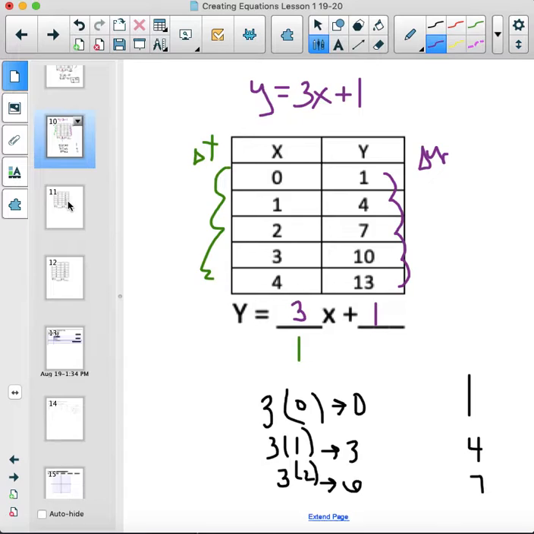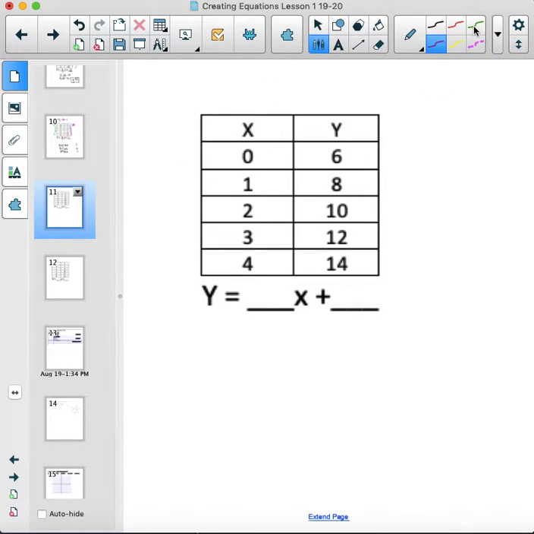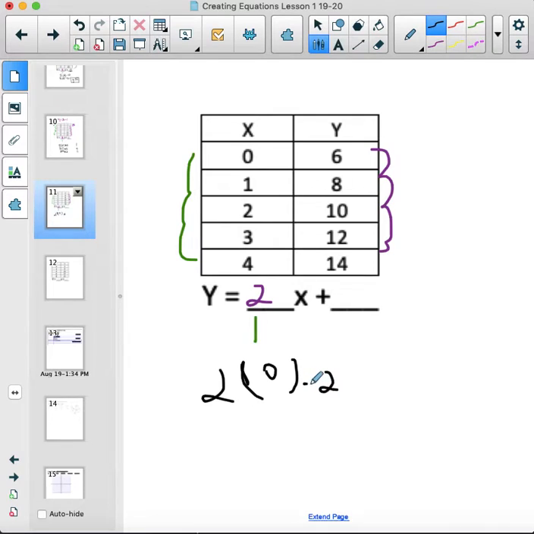All right, 2 left. Let's find the delta y. What's it changing by? It's changing by 2's. What's delta x changing by? 1's. All right, let's plug 1 in. So I have 2 times blank. Oh, sorry, parentheses. Let's plug in 0. 2 times 0 is 2. But I need 6. That's what's on my table.